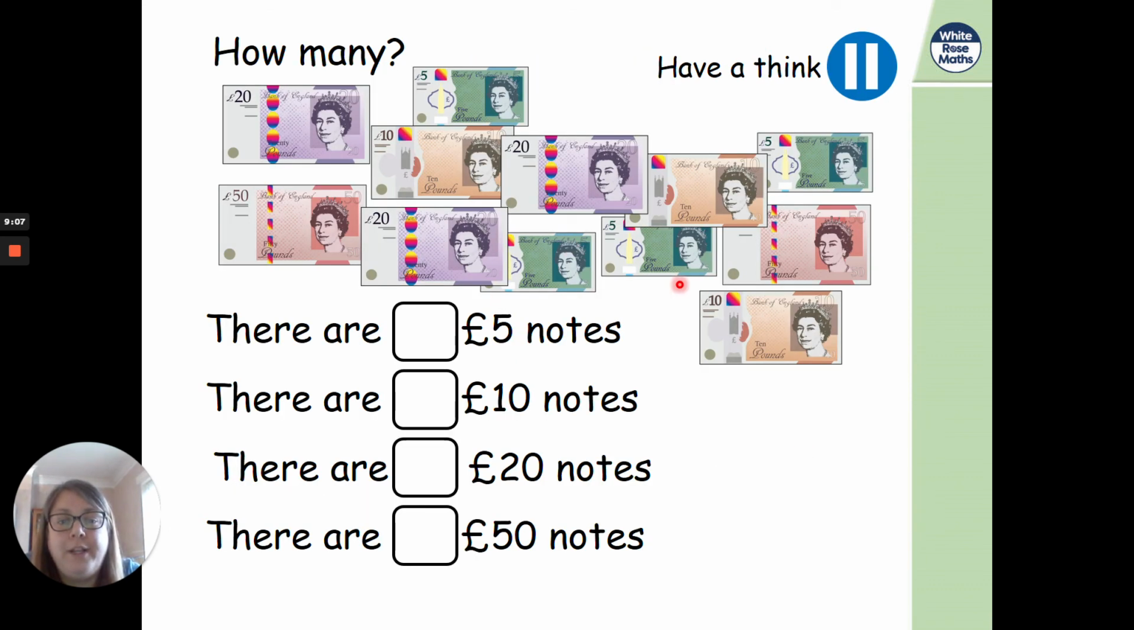So have a look at the pictures here. Have a little go at how many £5 notes there are, how many £10 notes, how many £20 notes, and how many £50 notes. Pause the video and have a go at that.